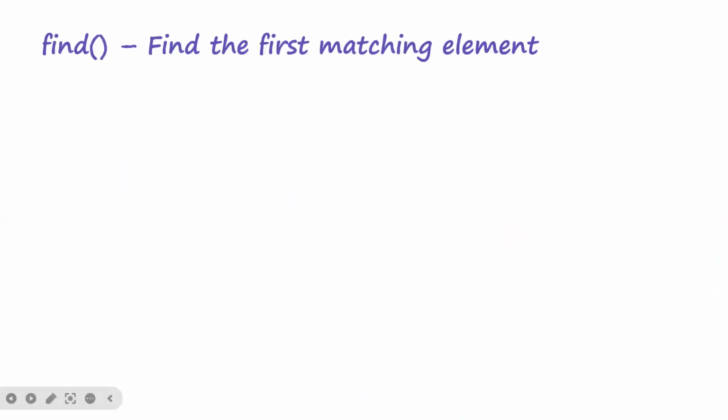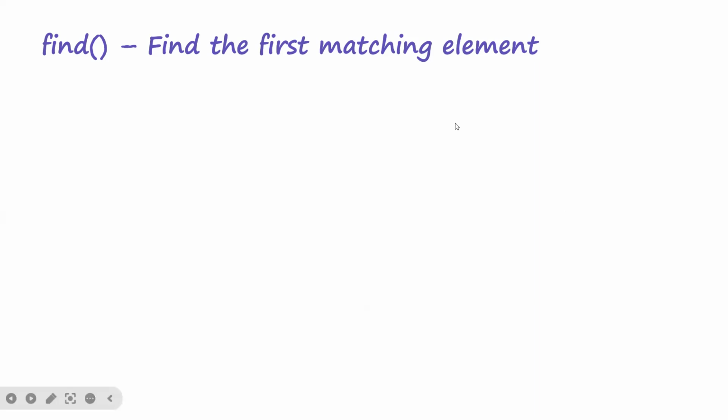So the first one is the find method. The find method returns the first matching element. What it means is this: if we have more than one matching element, it will return the first one. Let's say we have all the scores of our students, and we are looking for the score that is 50 or greater than 50. It will return the first matching element, even if you have more than one matching element.